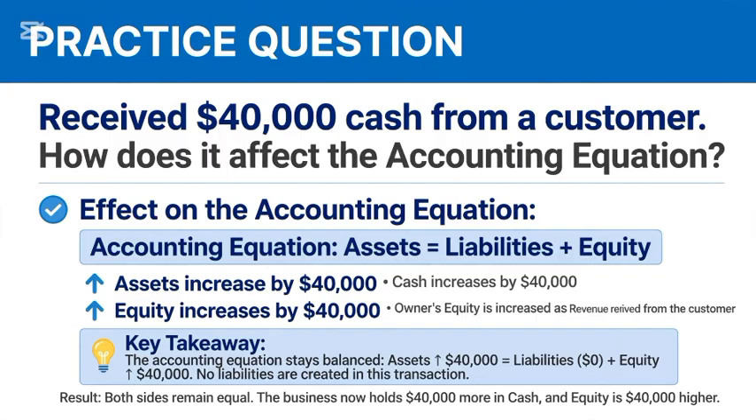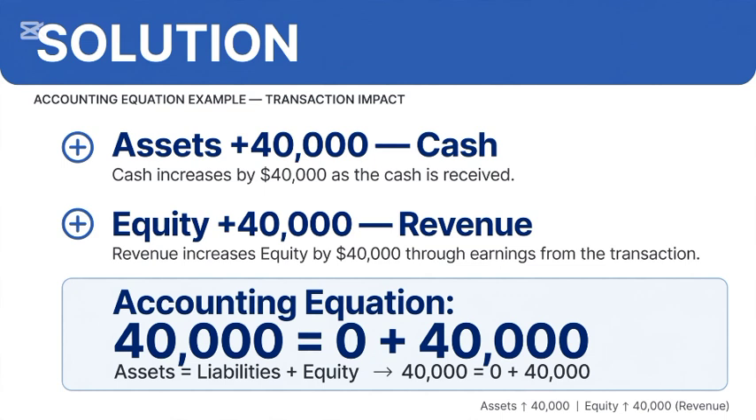Example 1. Started business with 100,000 cash. Cash asset increased by 100,000. So we write assets plus 100,000. Owner invested money. Equity increased by 100,000. So equity plus 100,000. Check: 100,000 equals 0 plus 100,000. It balances.